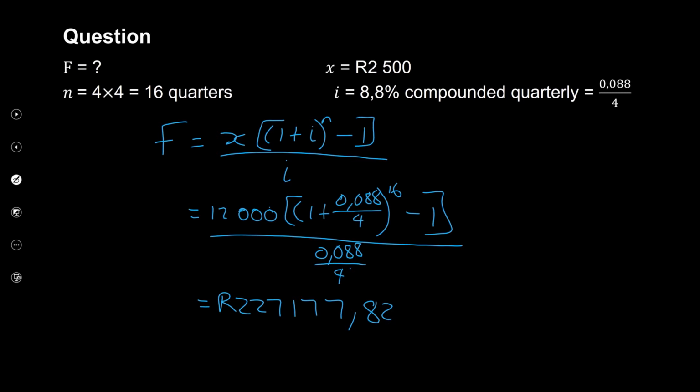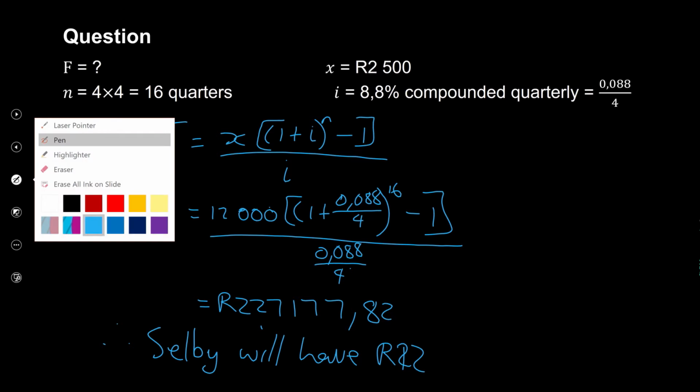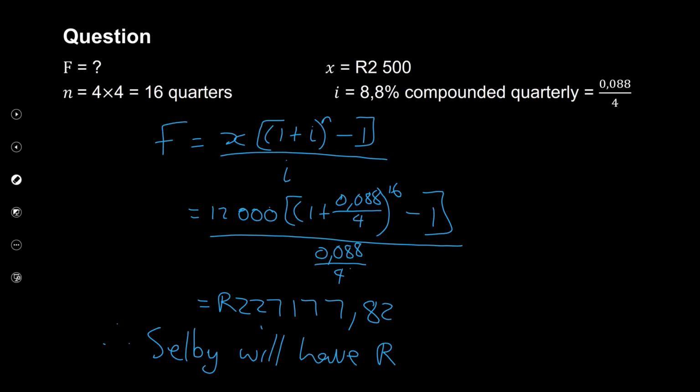So therefore, Selby will have 227,177.82 cents. And that's how much Selby will have at the end of the 4 years.